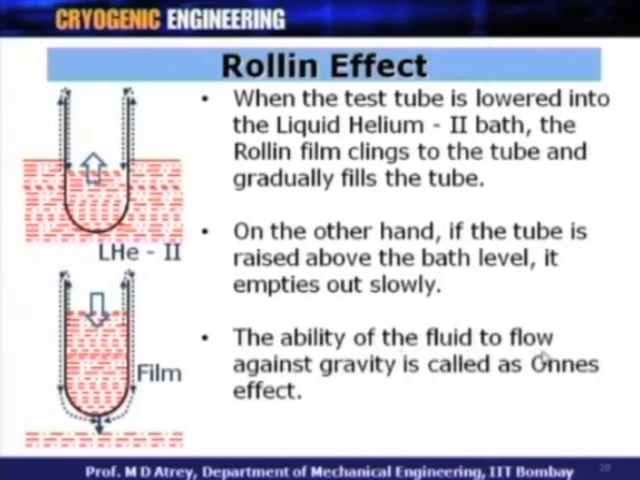And the ability of this fluid to flow against gravity, in all these cases the fluid flow is happening across the gravity. This is going up in the opposite direction to gravity. This is called the onus effect, and all this constitutes what is called the Rollin effect.